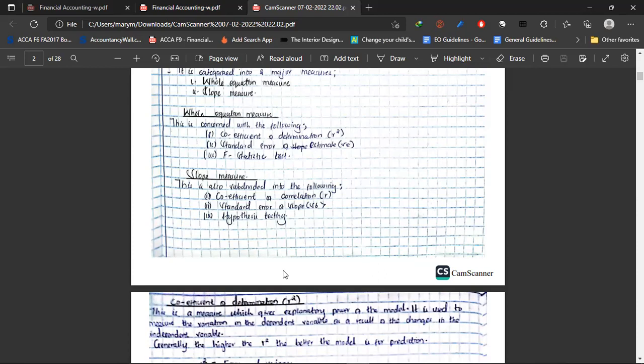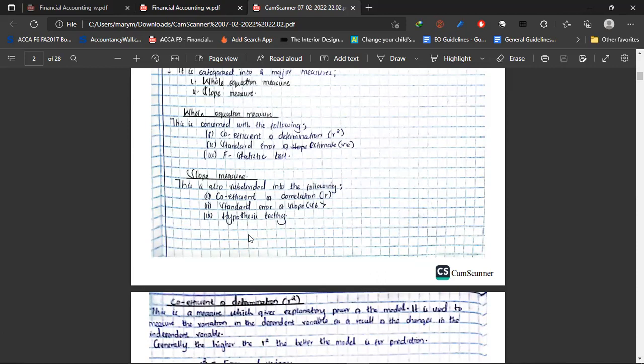When you look at the slope measure, we are talking about the coefficient of correlation, commonly tested there. And remember, our R and R squared have a relationship that we should be able to look at when we are doing our questions. And then we have the standard error of slope. I will show you how to calculate it. Hypothesis testing we shall not do, because it's a topic of its own.